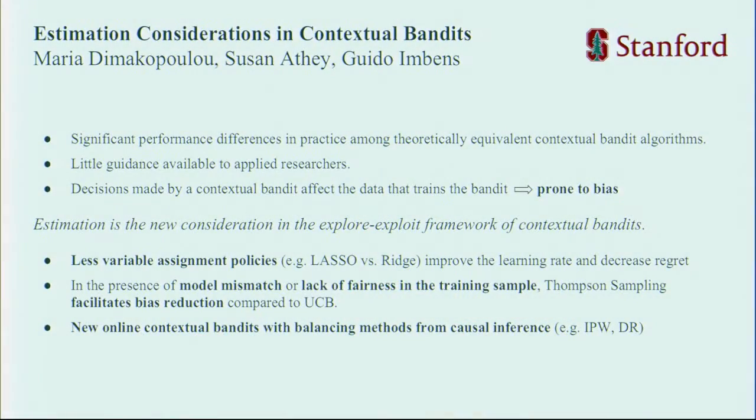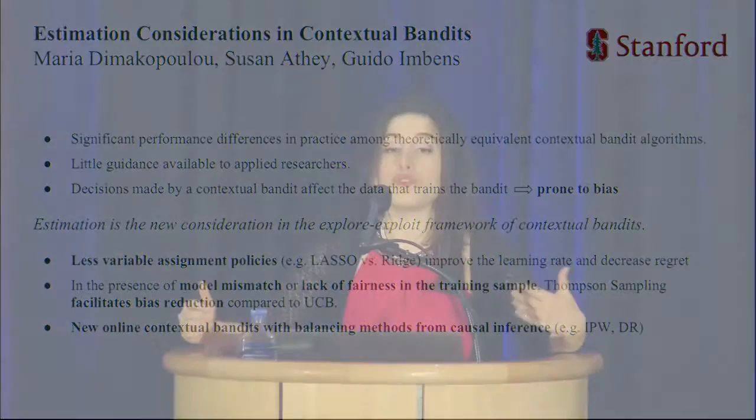So we study a new consideration of contextual bandits, which is that the way exploration is conducted in the present affects the bias and variance of potential outcome model estimation in subsequent stages of learning. So we combine balancing methods from causal inference with parametric and non-parametric statistical methods to propose new contextual bandit algorithms, and most importantly, propose insights on what will work well in practice and why.